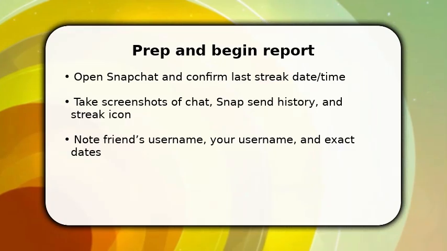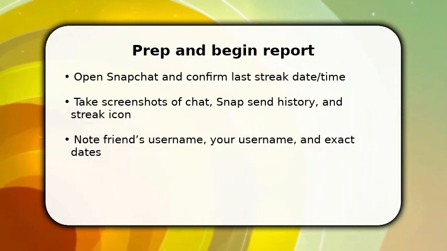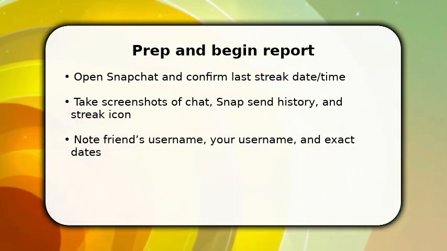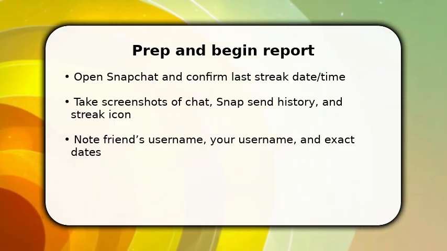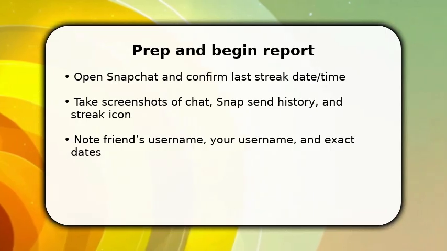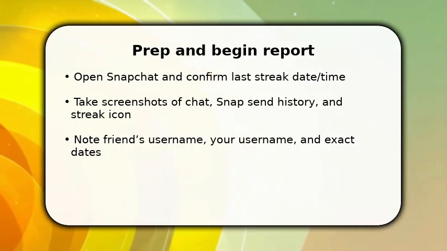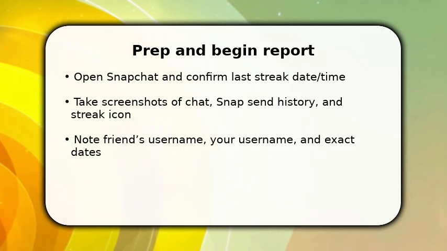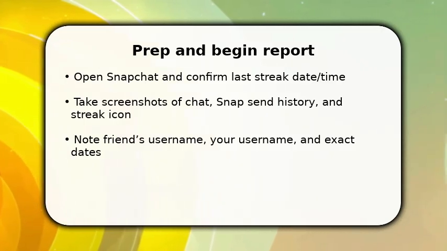You start by collecting proof. Open Snapchat and locate the chat with the lost streak. Once found, take clear screenshots of the chat, snap send timestamps, and the streak icon or its disappearance. Make a short timeline with your username, your friend's username, and the exact dates when snaps were exchanged.